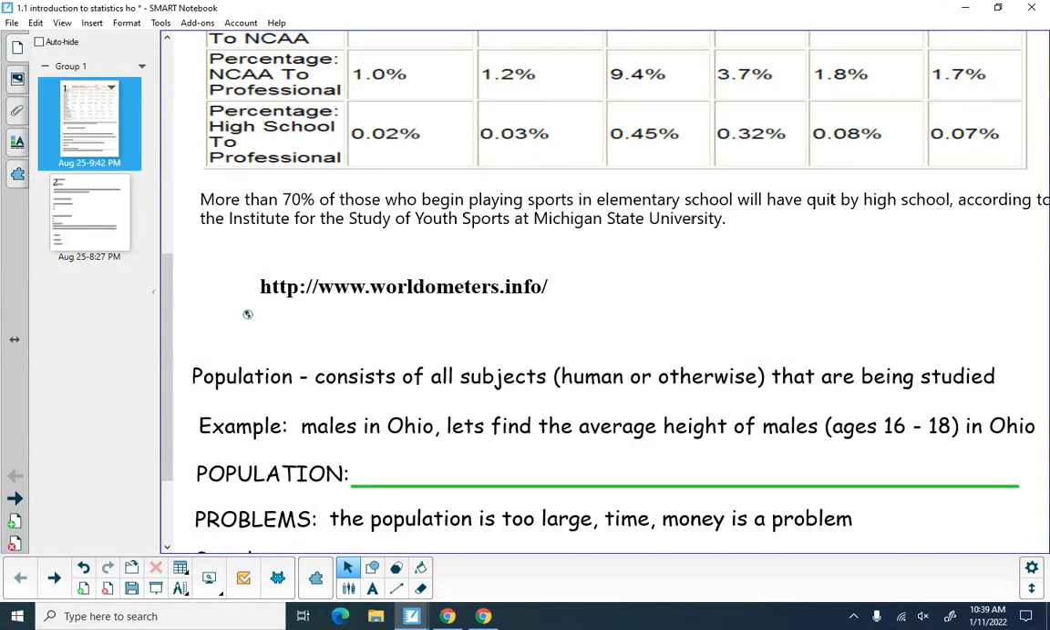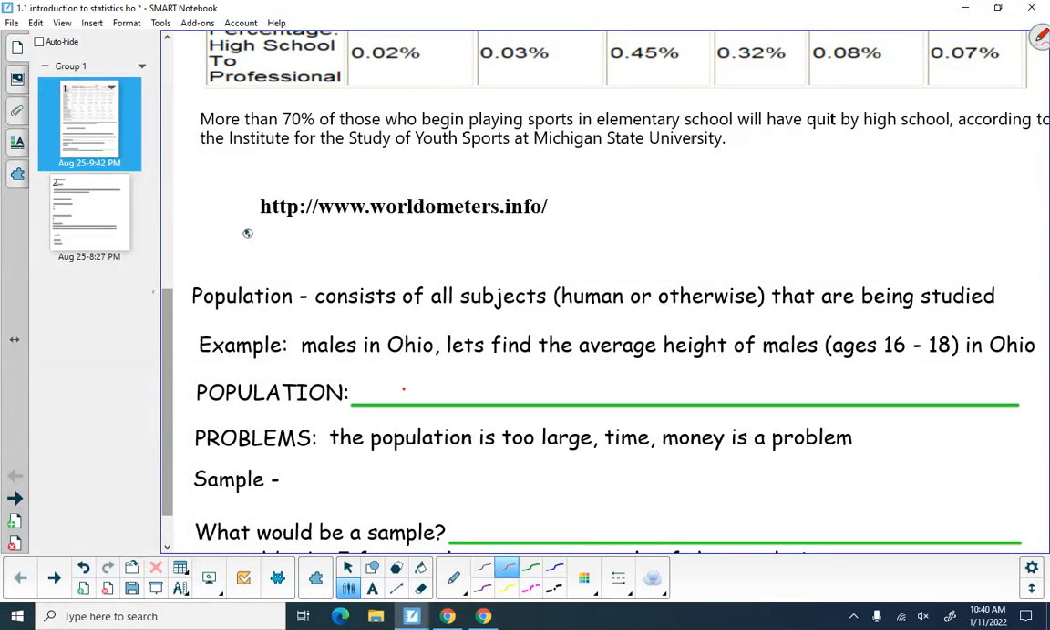The males in Ohio. Let's find the average height of the males aged 16 to 18 in the state of Ohio. So when you take a look at the population, it would be males aged 16 to 18 in Ohio. We want to find their average height.